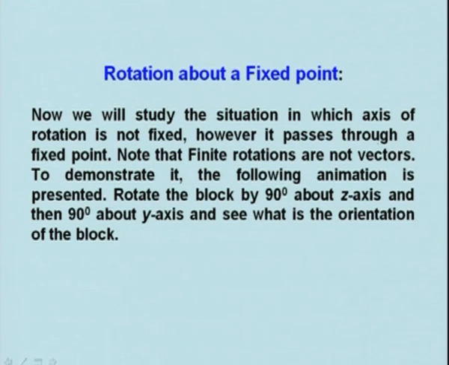We are going to discuss rotations, where the axis is rotating. One point I would like to emphasize is that we say displacements can be added like vectors. Can we add finite rotations in 3 dimensions like vectors? No. To demonstrate it, we have shown some animation. In it, you rotate the block by 90 degrees about the z axis first, and then 90 degrees about the y axis, and see what the orientation of the block is.